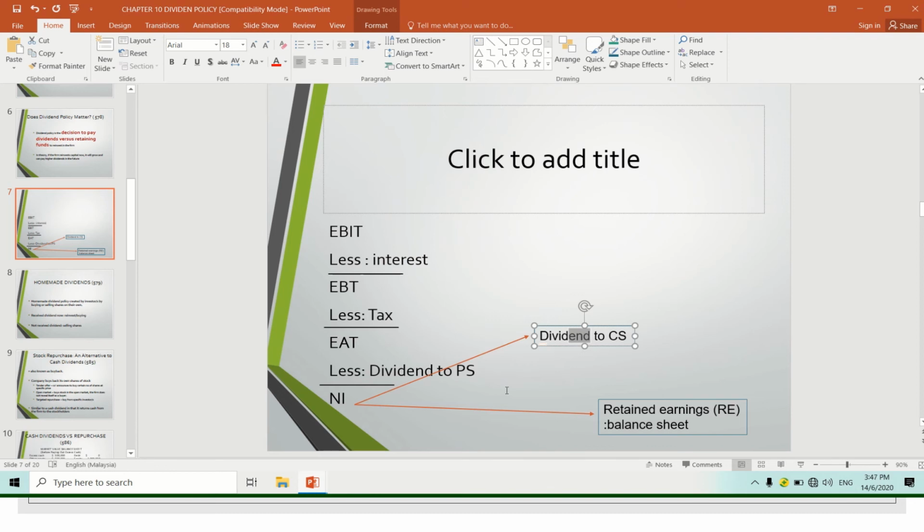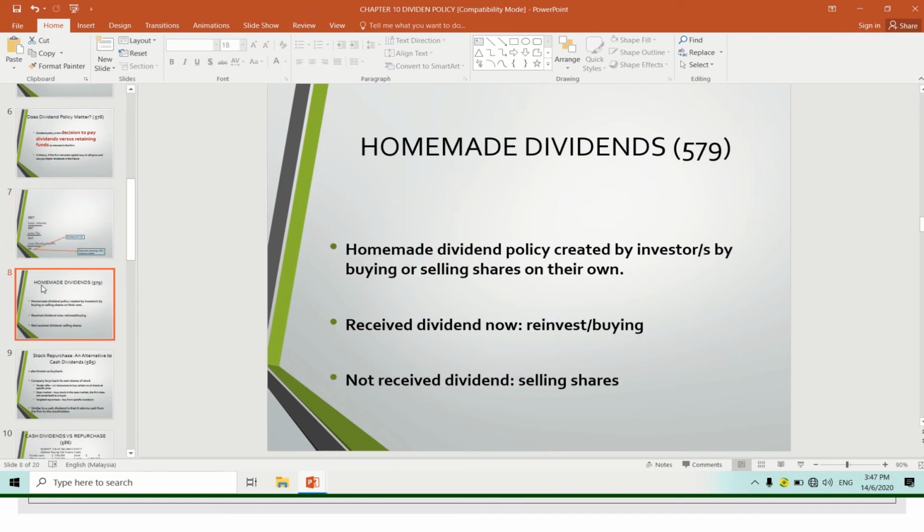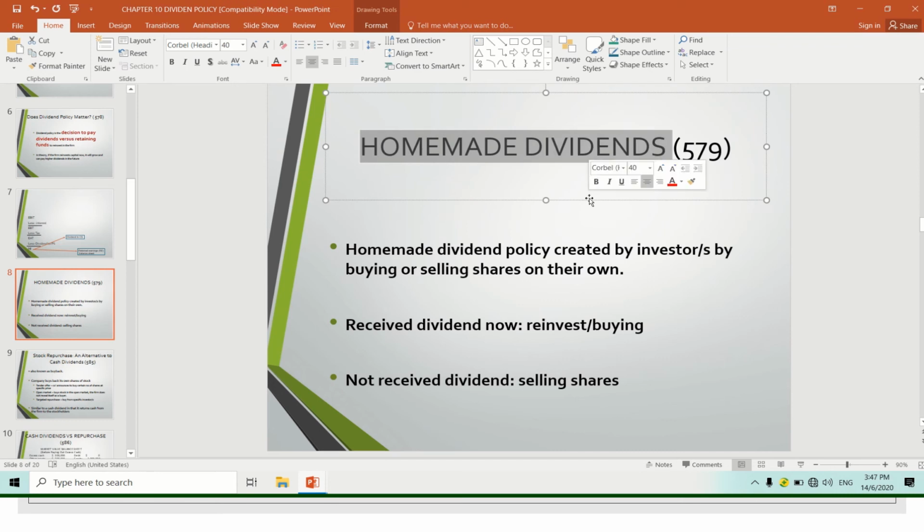Actually, whether the company gives high dividends or low dividends, or whether the company wants to give dividends or not, it's not really important for the investor, because investors can make their homemade dividend. For the homemade dividend, you can read further in your textbook page 579. So what do we mean by homemade dividend? Homemade dividend is a dividend policy created by investors by buying or selling shares on their own.